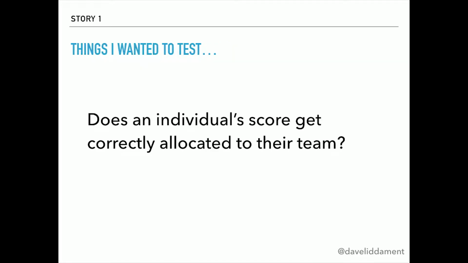The questions I really want to ask are questions like this. Does an individual score get assigned or allocated correctly to the team they were in? These are the business level questions I'm really asking. And from those UI tests, it's still not quite obvious that that's what we're doing.